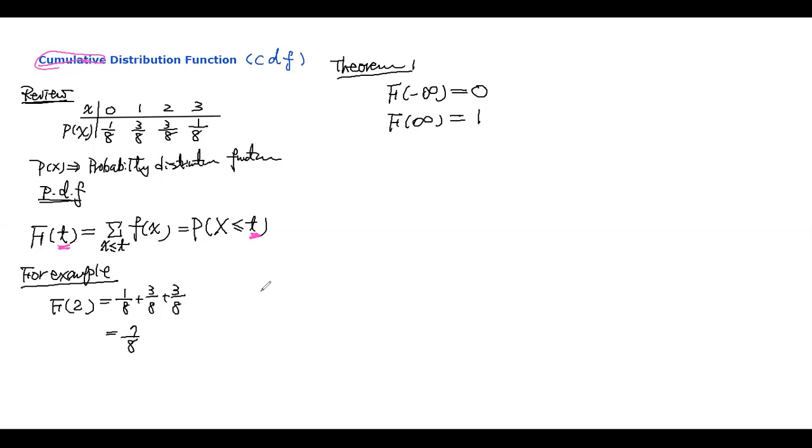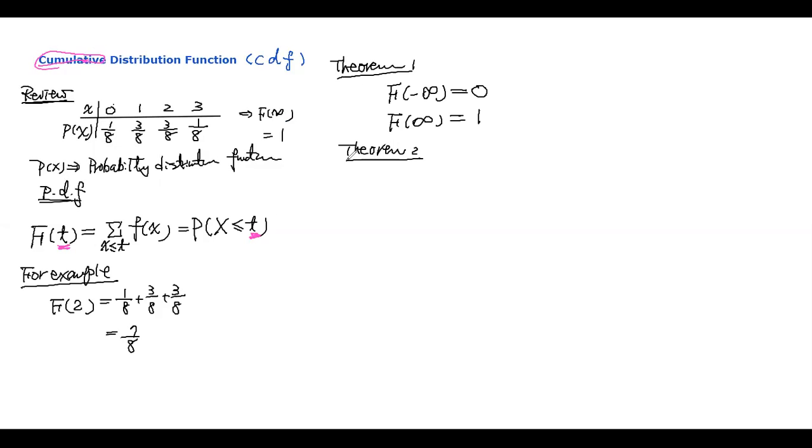So that is obviously true, right? Like in here, for these examples, if you ask what is F of infinity, that means you add 0, 1, 2, 3, so you should add up to 1, right? Okay, so let's take a look at the second theorem here.